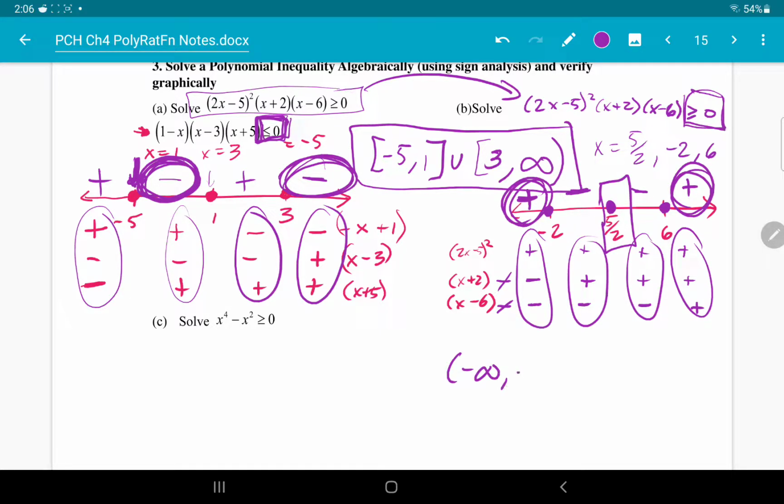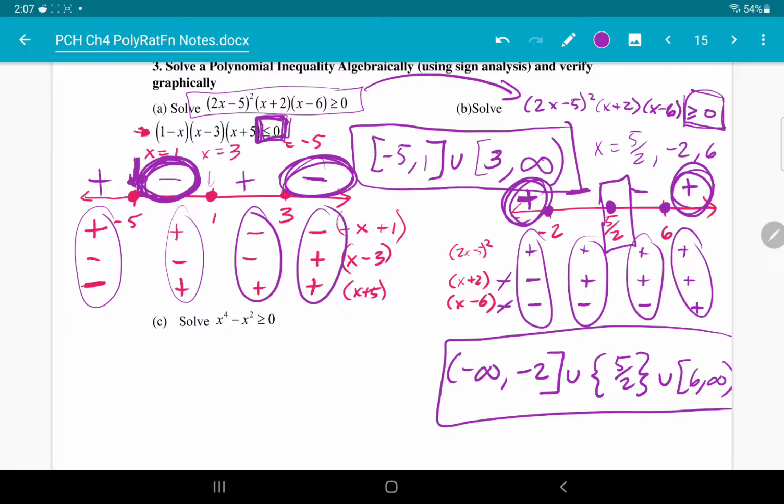So let's see what we got. Negative infinity to negative 2, negative 2 inclusive. Union. We can have the value of 5 halves. Notice how it's in between two negatives, but 5 halves alone can be included. And then union, 6 being inclusive to infinity. And there we go.